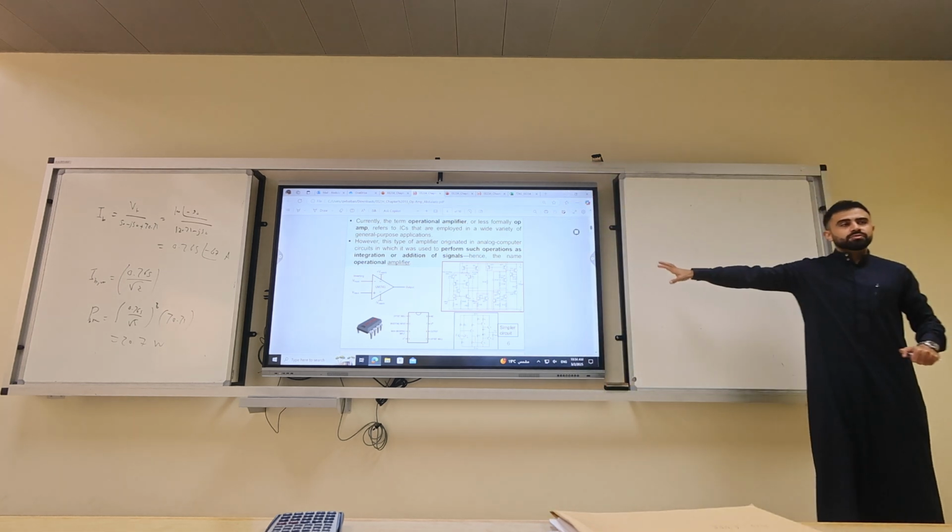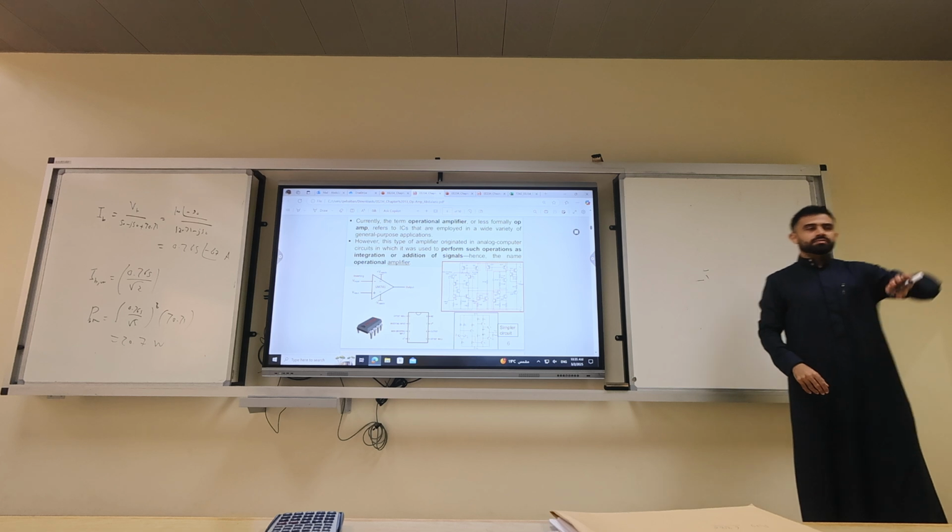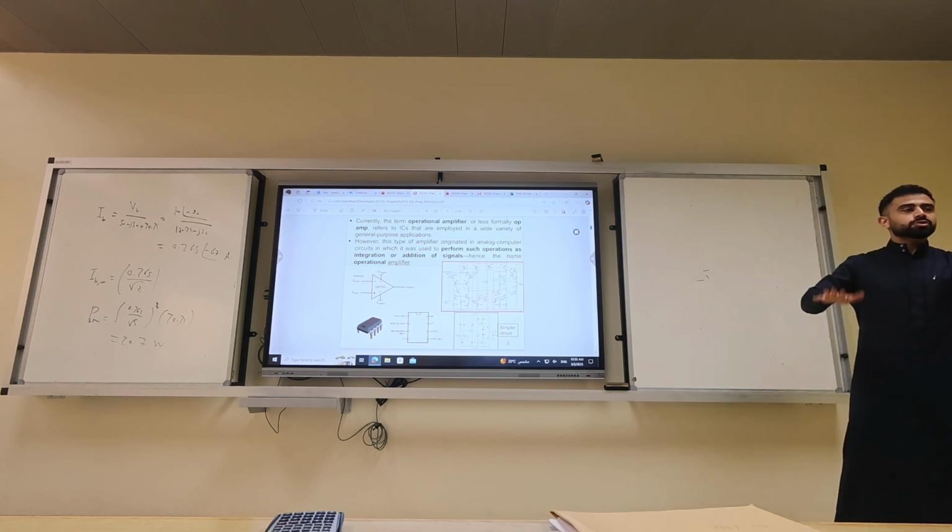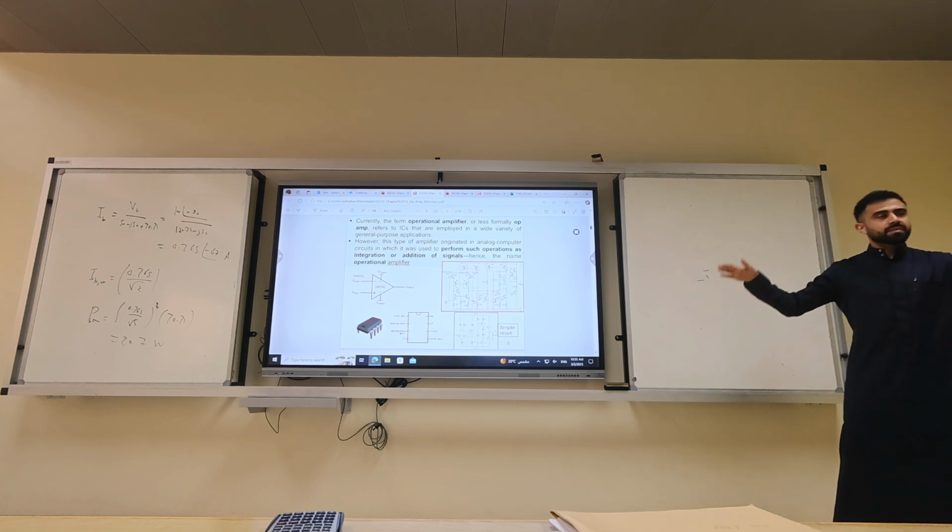Don't worry much about it. We have better stuff to worry about. But this is the supply. We all know the output shouldn't exceed 10 volts if you have a 5 and minus 5.